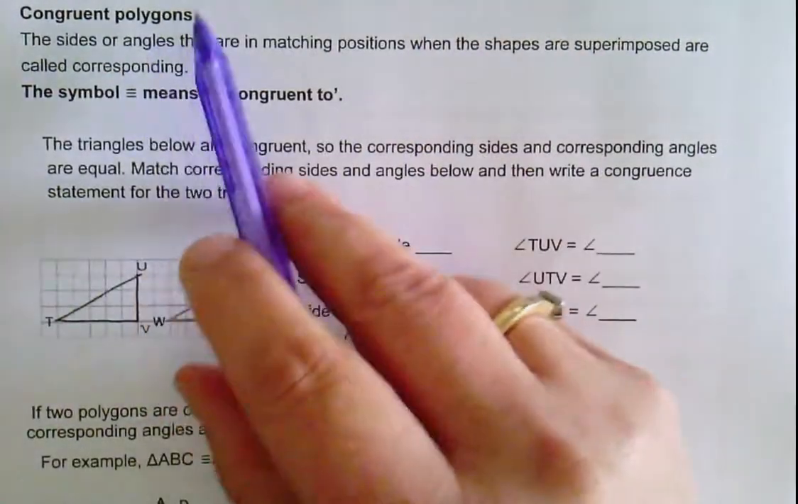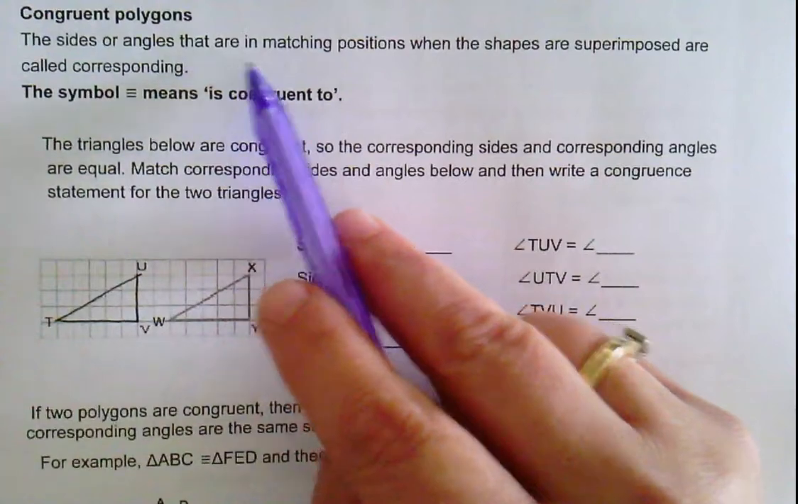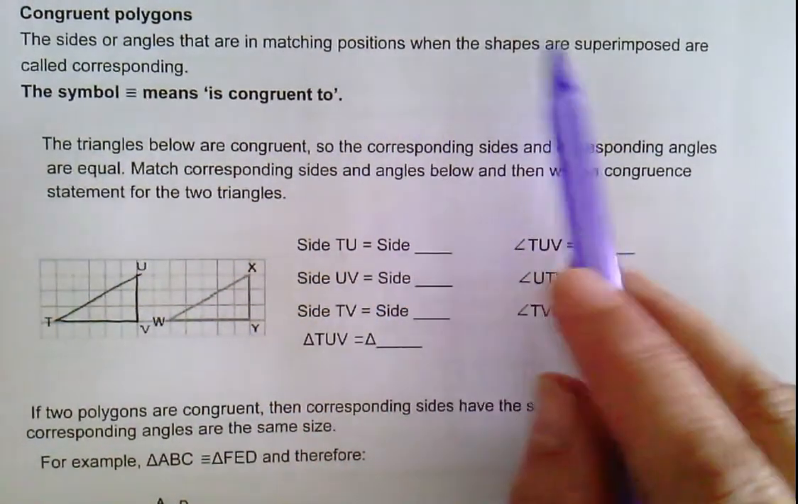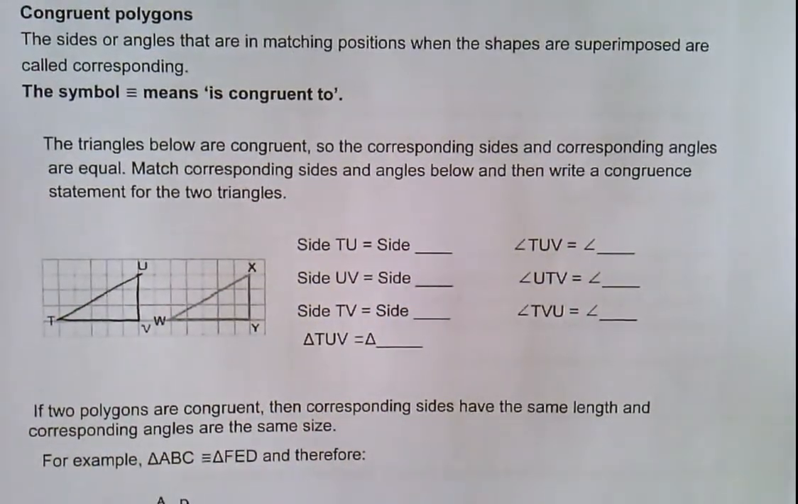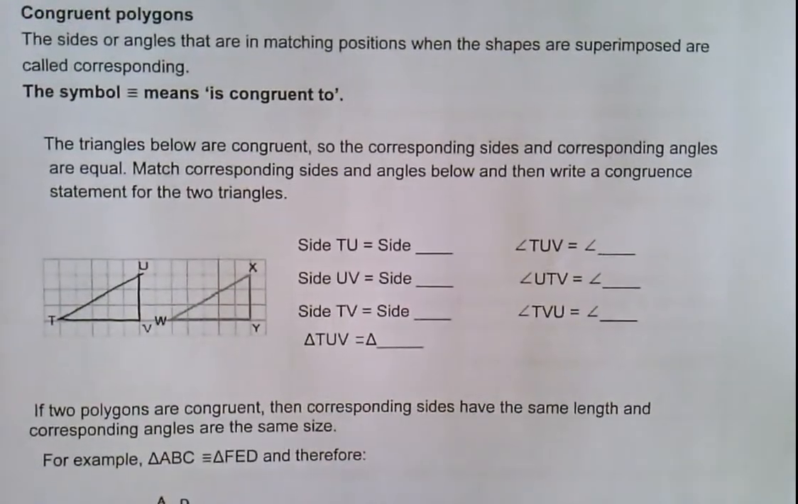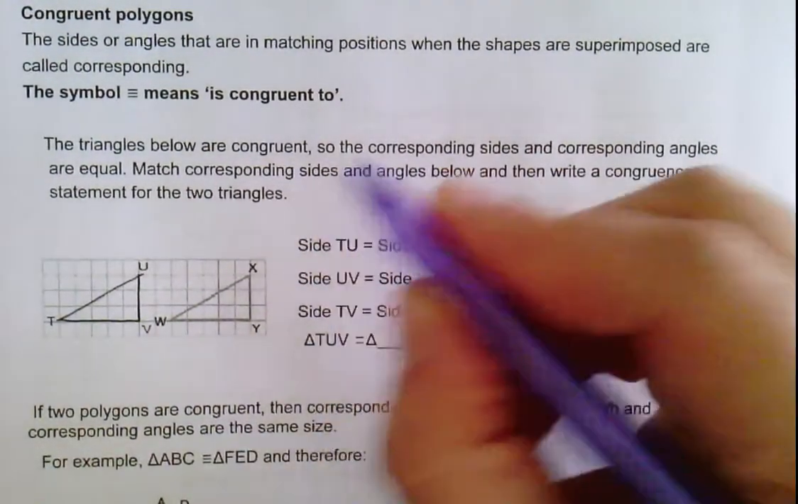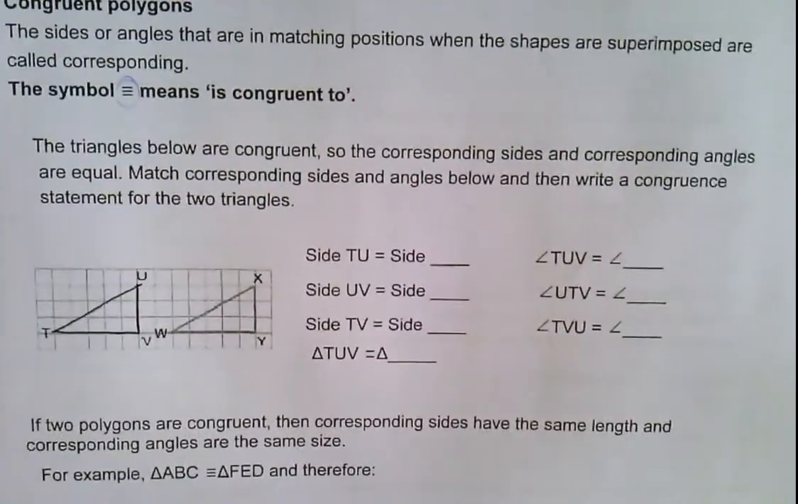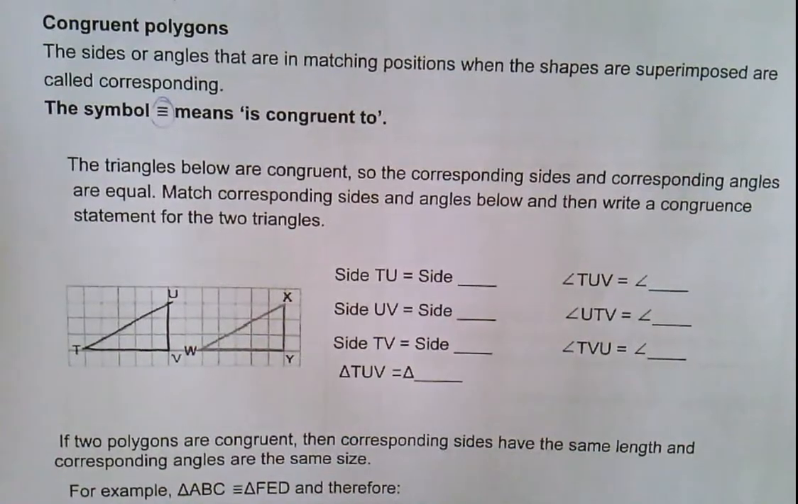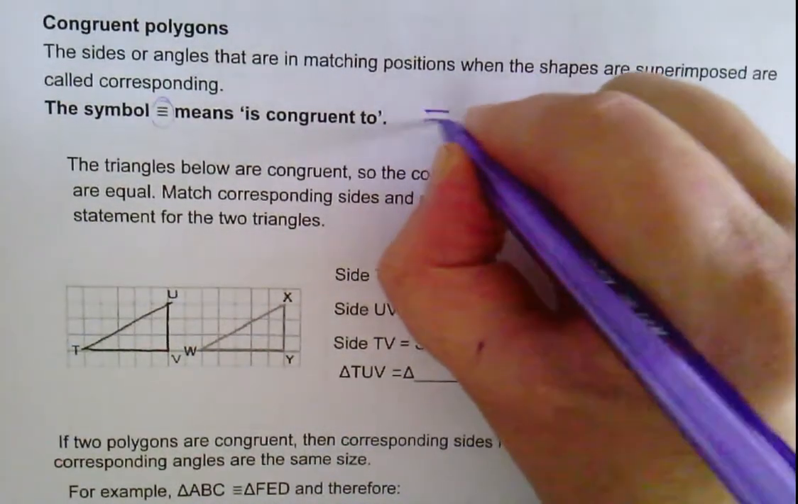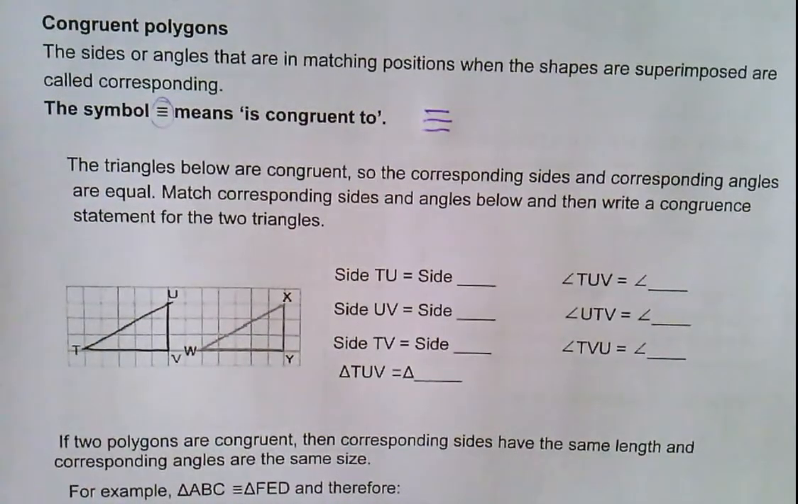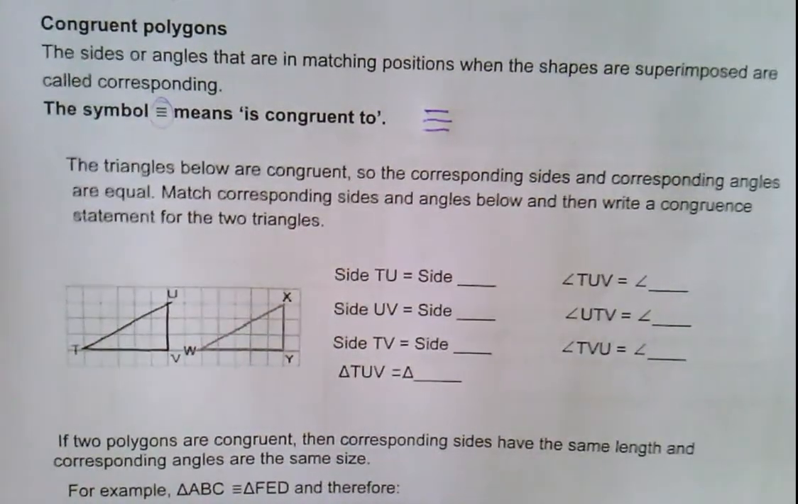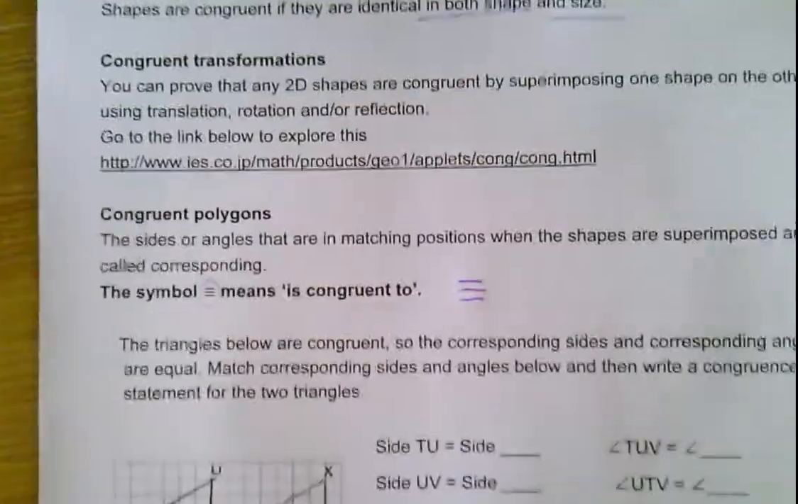So, congruent polygons. The sides or angles that are in matching positions when shapes are superimposed or put on top of each other are called corresponding sides or angles. Instead of writing "is congruent to", it's like this symbol, it's like three equal signs. It's like an equal sign with an extra line. Sort of equal and extra equal. That's congruent, okay? So the symbol for "is congruent to" is the equal sign with another line above it.